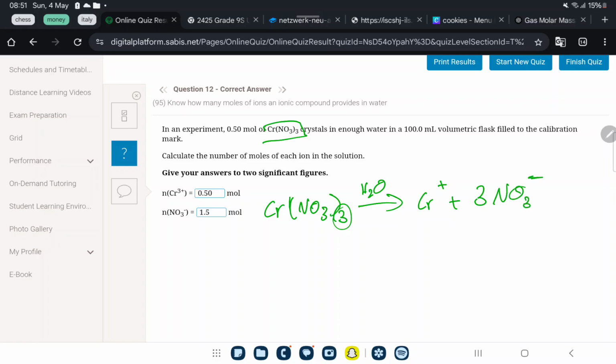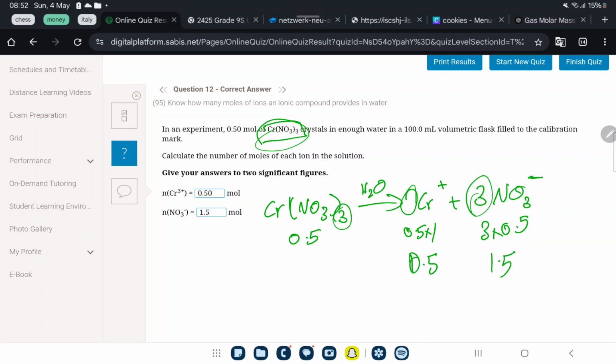And then you basically do RRGR, so 0.5. Here we have 0.5 moles of Cr(NO3)3. With 0.5 times 1, you multiply the moles by the coefficient. Here no coefficient, so 1. Coefficient 3 times 0.5. So for Cr3+ it's 0.5, and for NO3 minus you get 1.5. Two significant figures. This one is already two significant figures, so you add a 0 here, and now it's two significant figures.